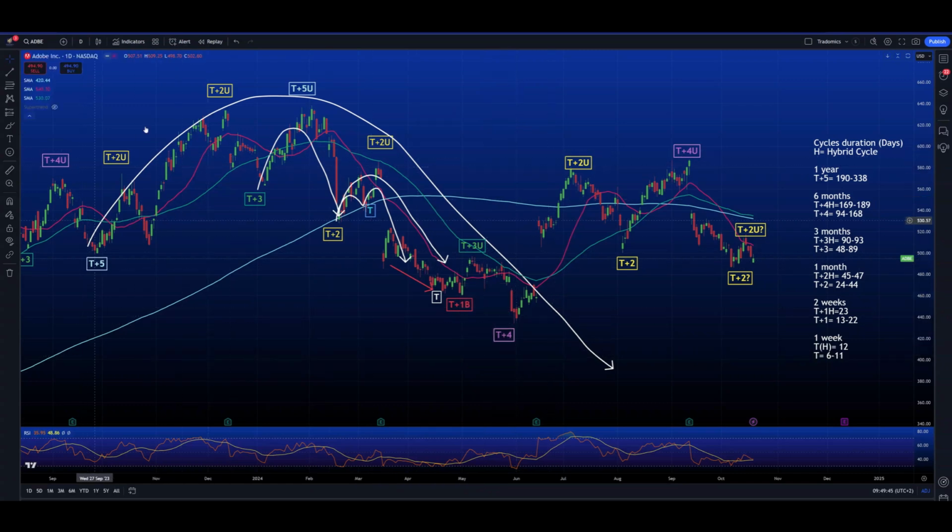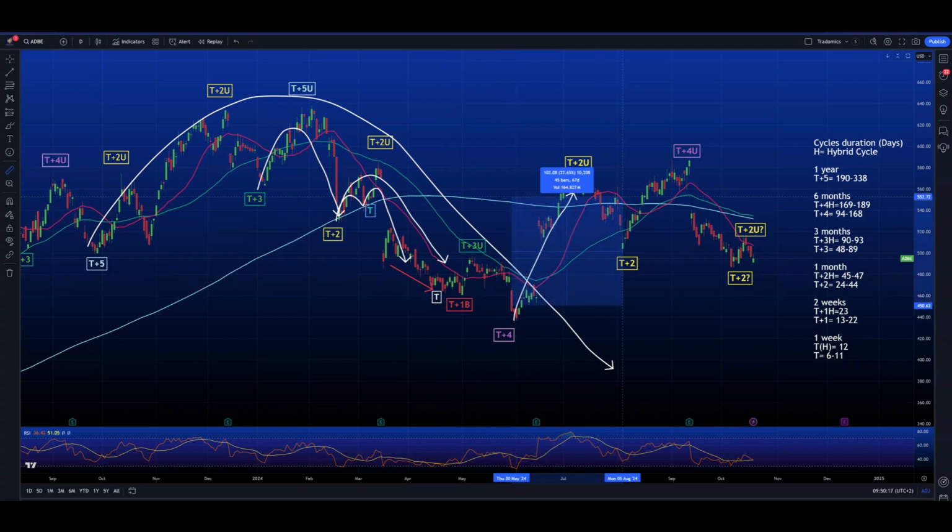But this period of time, 169 bars, is not a T plus 5, it's just a T plus 4. So here, we don't have enough time to conclude this T plus 5. Instead, we have a new T plus 4 that started on the 31st of May 2024, and we have had the first impulse or wave, which was a T plus 2 of 44 bars. So this is a positive downward cycle, the first T plus 2.